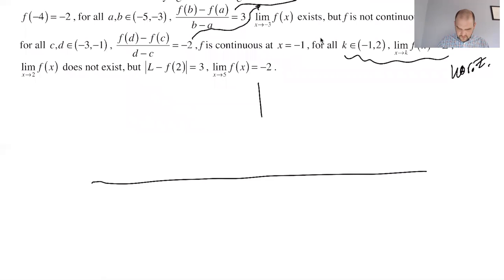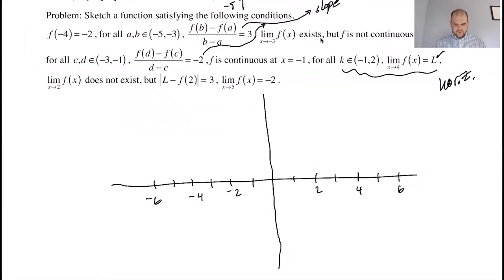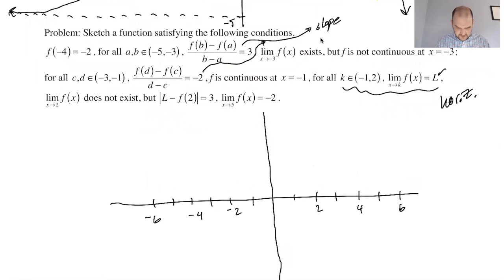And I'll put 0 in the middle, which I really hate doing, but I don't know what's going on here. So 6, 4, 6, 2, seems right. I don't know. -6, -4, -2. Some extra tick marks. All right, let's see. First piece of information is that f of -4 is -2. It's all going to be wishy-washy from there.